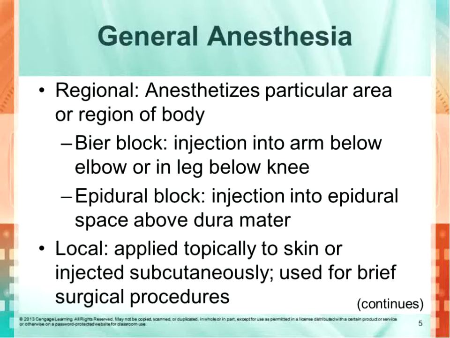You also have what we call regional anesthesia, when they are deadening just a particular area or region of the body, and they do that several different ways. You can use blocks, like what we call a Bier block, where they're injecting it into the arm below your elbow or in your leg below your knee. You also have an epidural block, and ladies are most definitely familiar with epidurals if you had any kids, where they are injecting it into that epidural space.